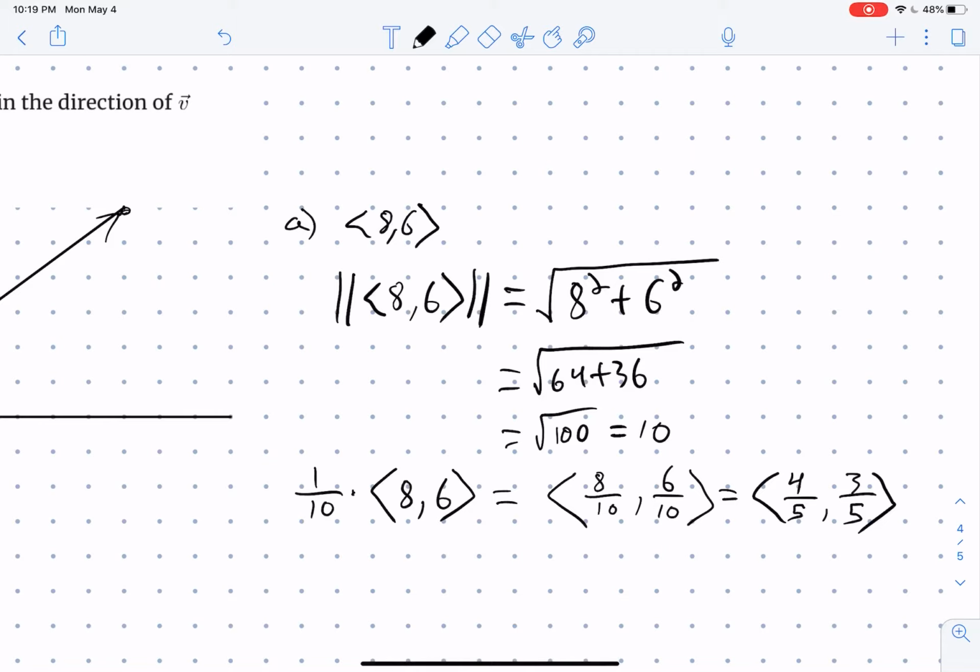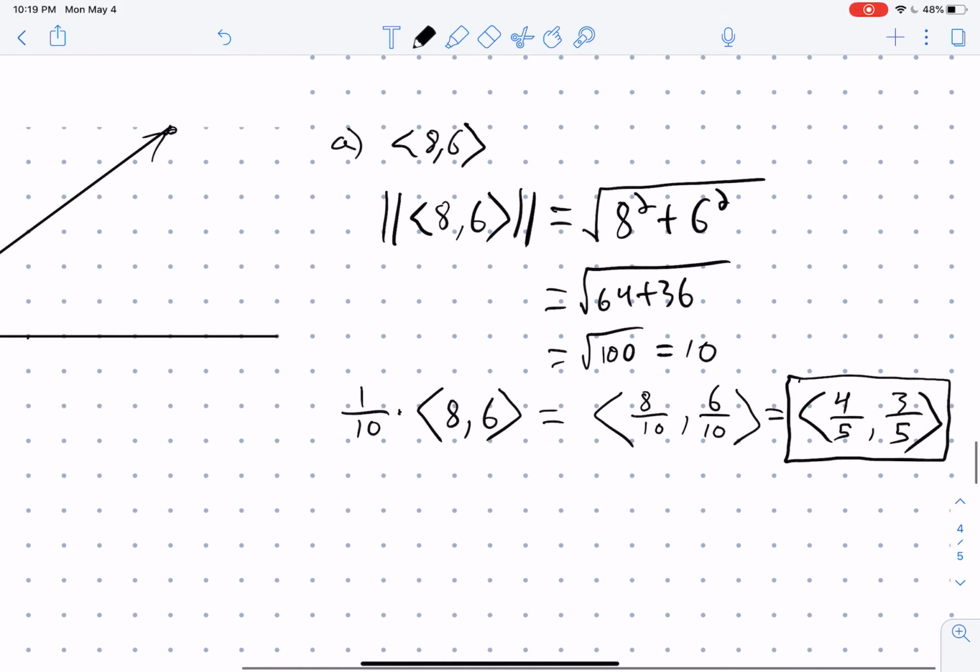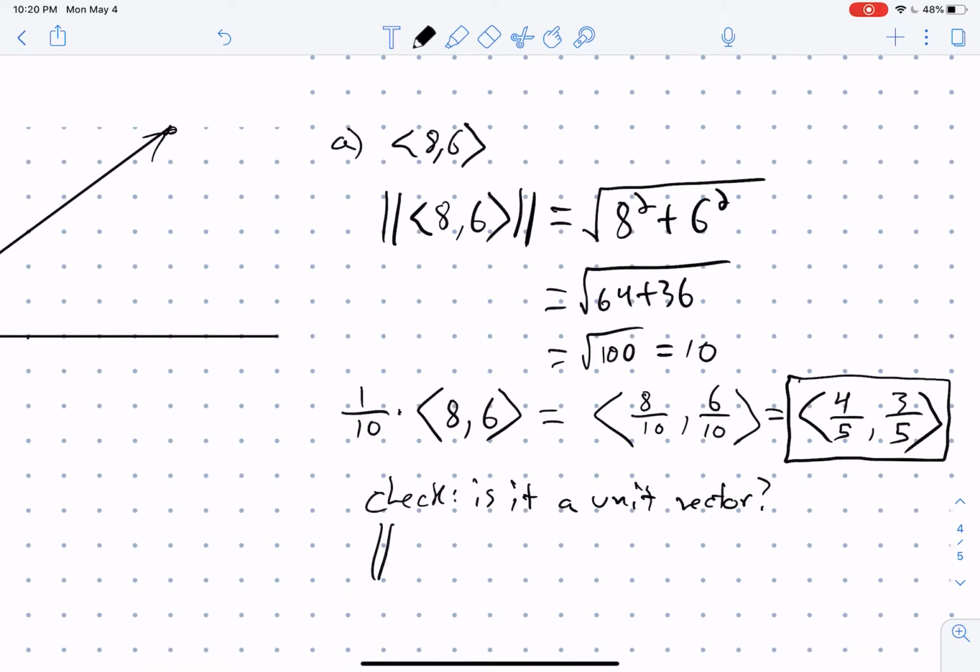All right, this vector, so first of all, we're done, provided this is really a unit vector. So let's just check. Is it a unit vector? To tell if it's a unit vector, we simply take the magnitude of it. That's the magnitude of the vector 4/5, comma, 3/5.